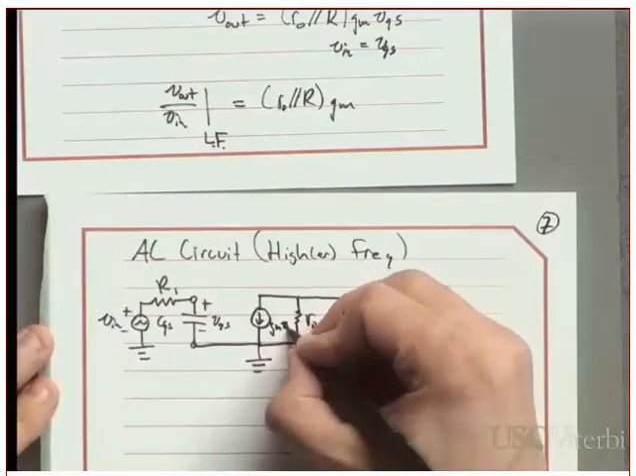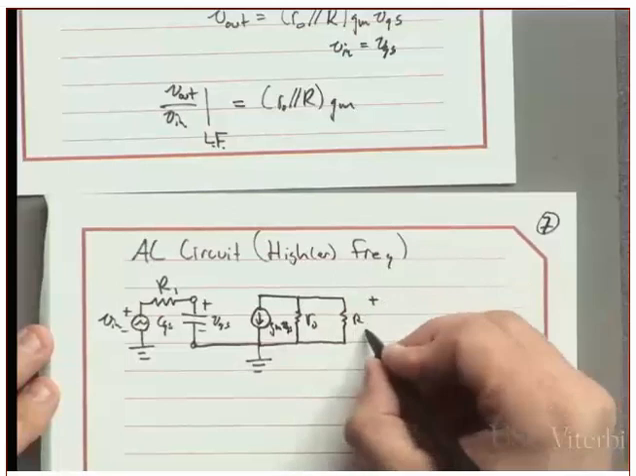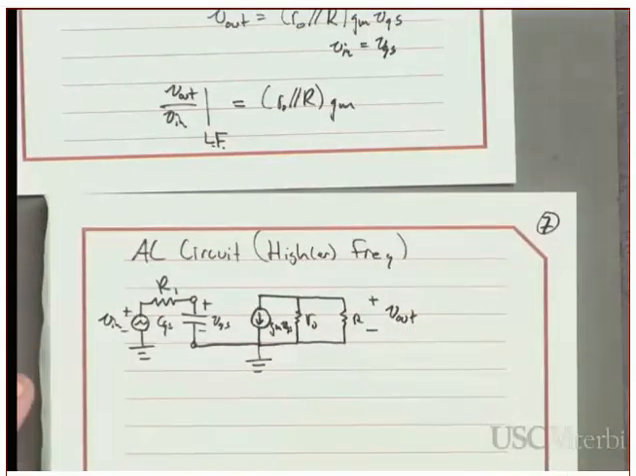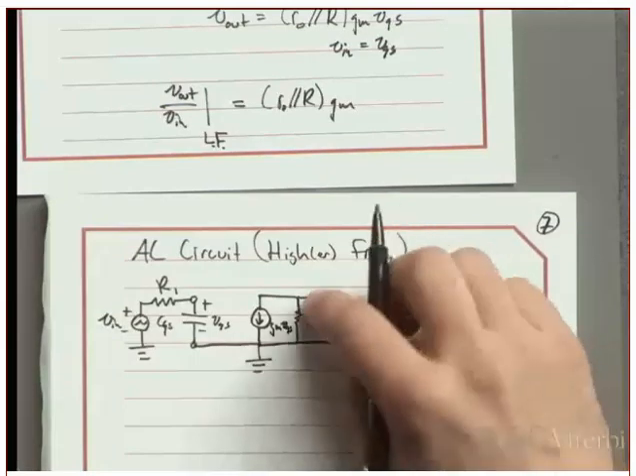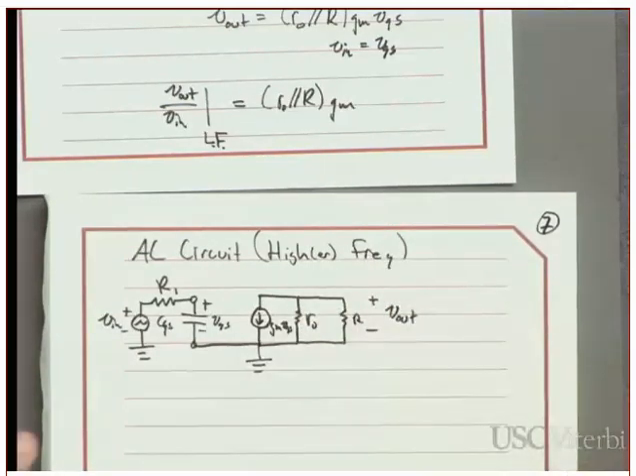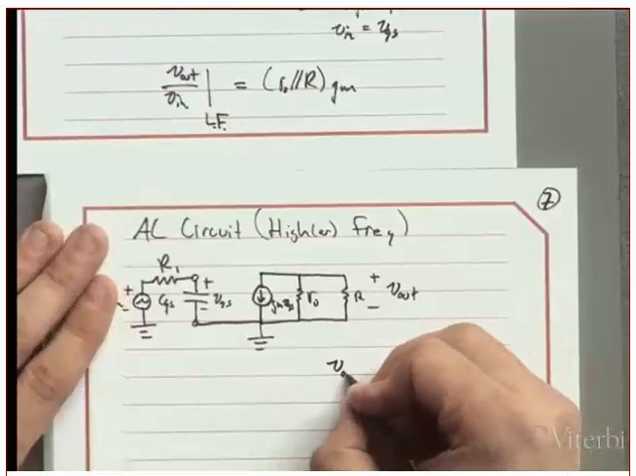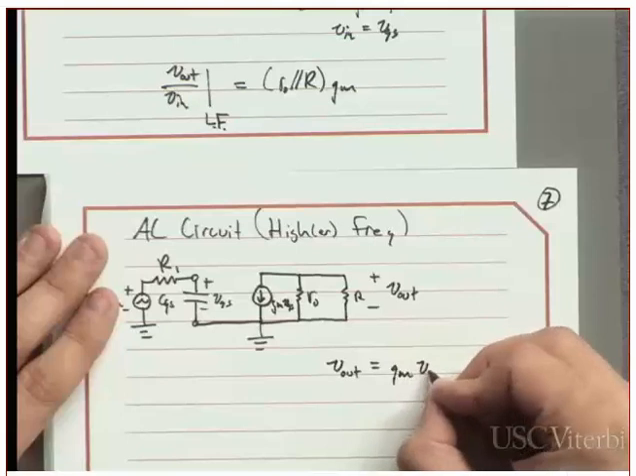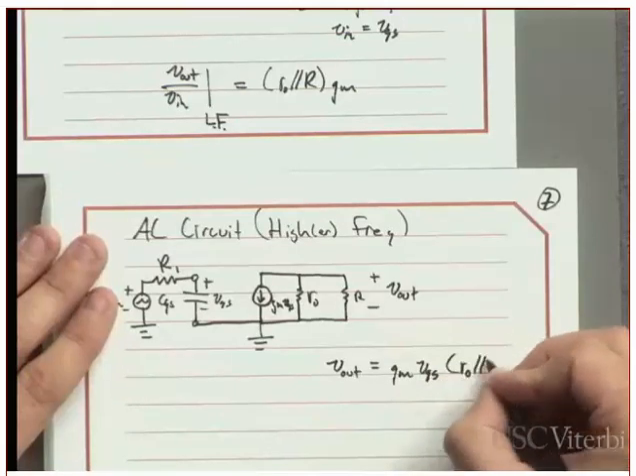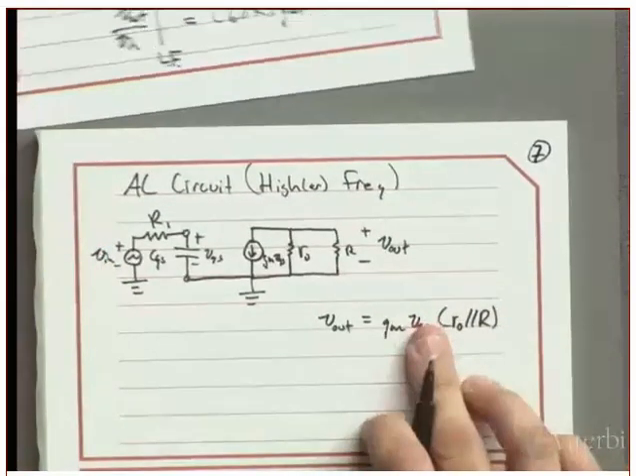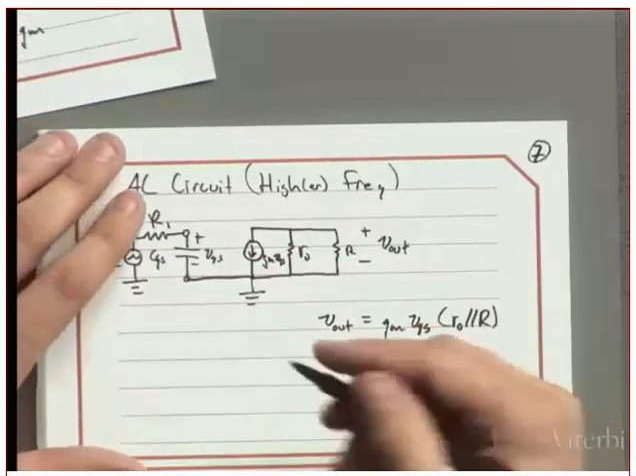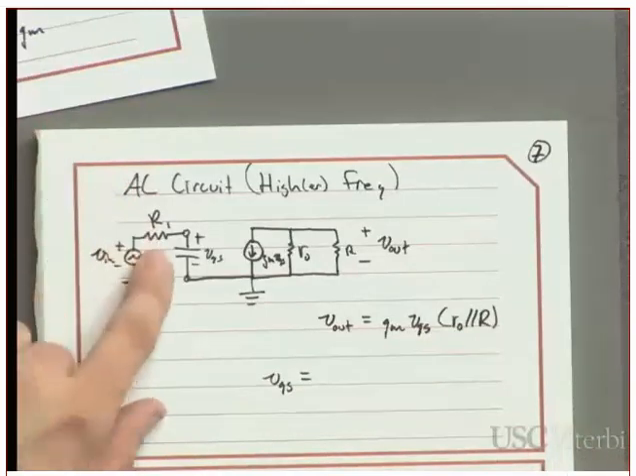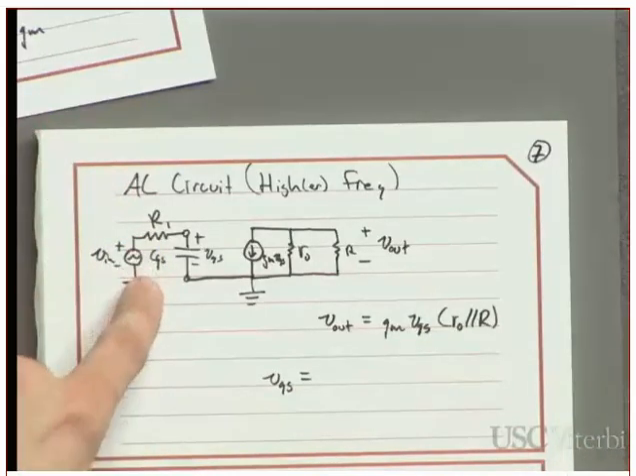So this is GM VGS. That's my V out. It's supposed to be taken across from here to here, but R and R naught are parallel again. So actually for this one, the output equation is exactly the same. GM VGS, R naught parallel with R. It's just the fact that now VGS is different. And VGS is a voltage divider between this resistor and this capacitor right here.